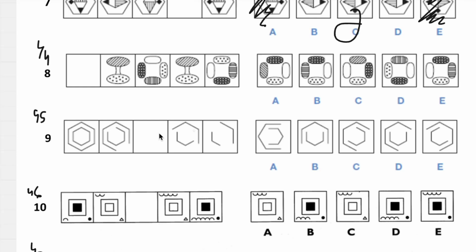Then question number 44. We're alternating this and these. So if we focus on these alternating patterns, we're doing 90 degrees clockwise rotation going backwards. Which means that this dotted bit will end up on the top. These hatch bits will end up on the middle. And remember, this is diagonal, so it's going to look like B.